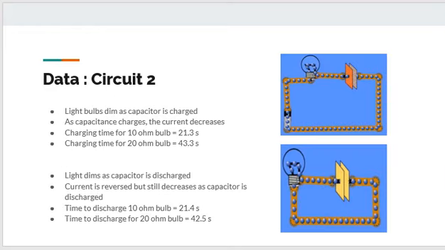Two RC circuits were built in this section, one with a charging capacitor and one with a discharging capacitor. With the charging capacitor, the light bulb dims as the capacitor becomes more and more charged until it is eventually not lit at all when the capacitor is fully charged. As the capacitor is fully charged, the current decreases.